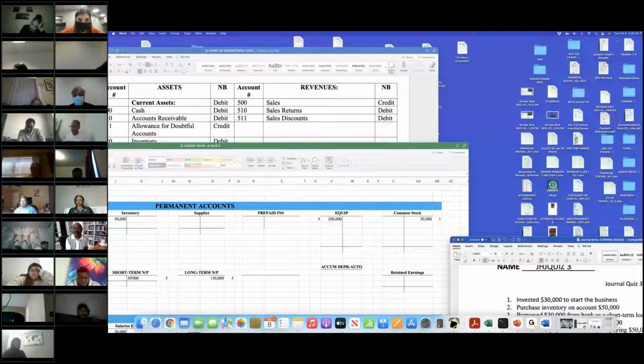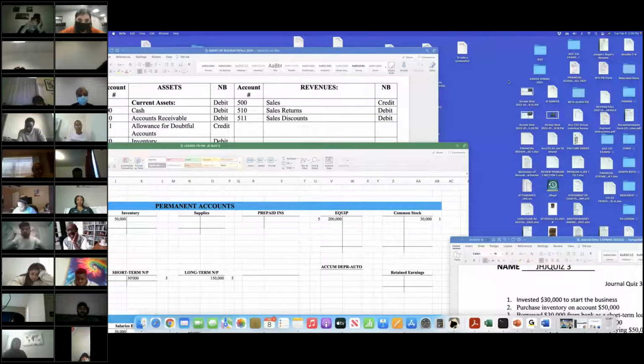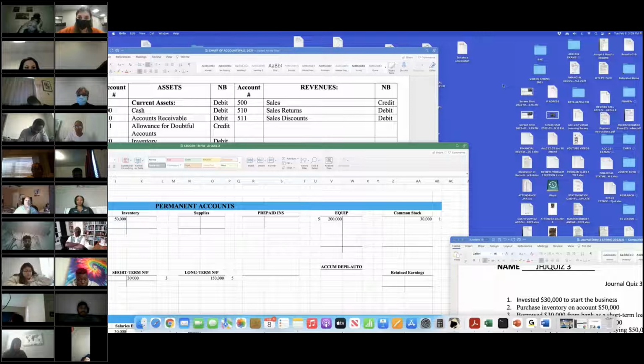So I'm going to give you, I guess, 15 minutes to now do the trial balance and get it balanced, putting every account in that order. Does everyone understand what they're supposed to do? Is there anybody who does not understand what they're supposed to do?